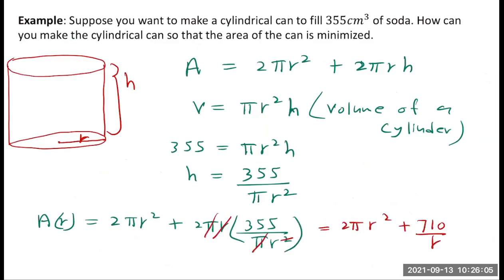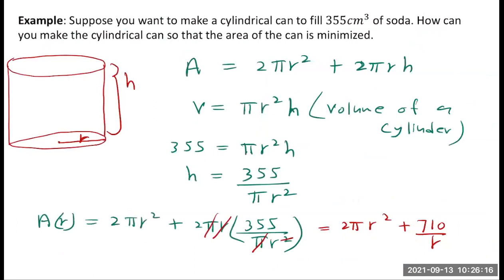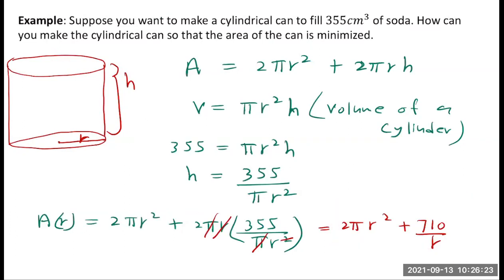This is, by the way, the area function. We have the area purely as a function of r, only one variable there. These are constants: 2 pi, 710, the others are constant. All right. Now I want to minimize my area function.